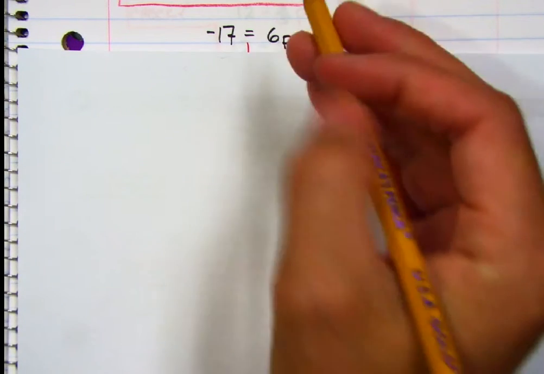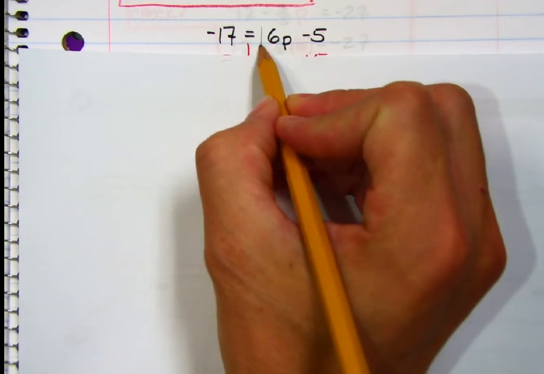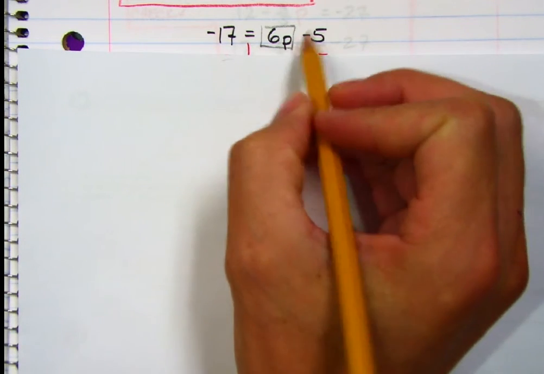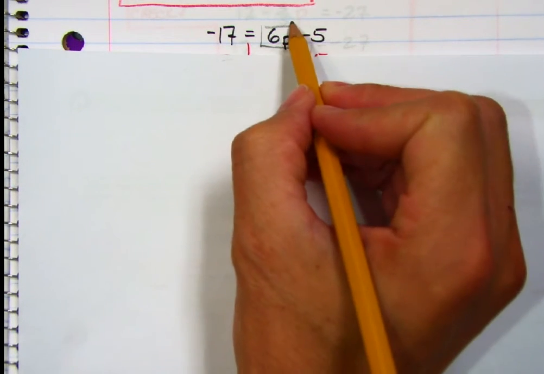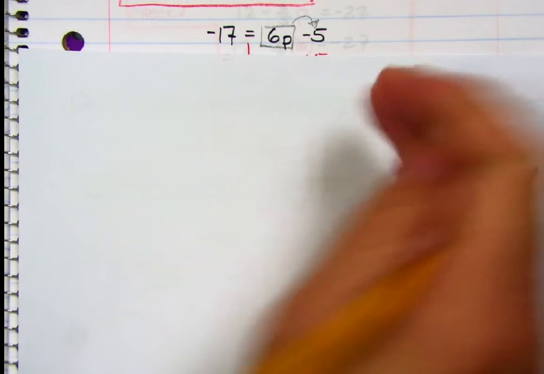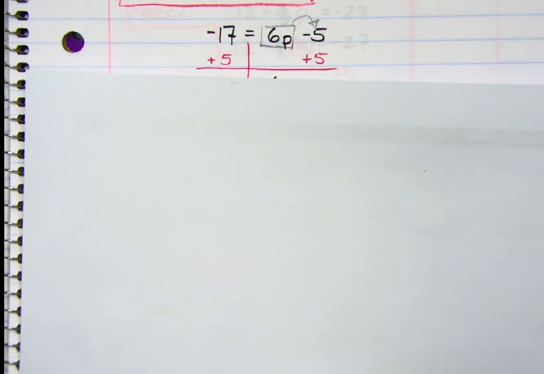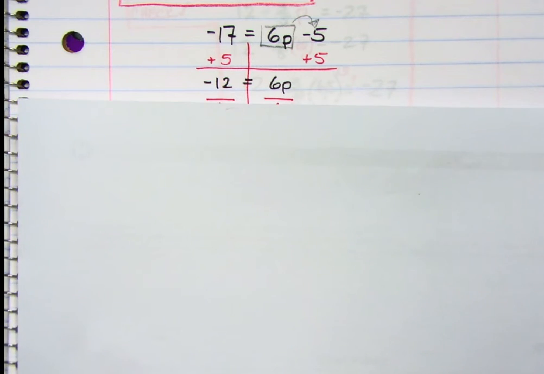What happens if the variable is on the other side? Not a big deal. Here's my variable term. It's the term that has the variable with it. I look over to the side of it and I say, hey, this got a negative 5. Get rid of that. You're right. You add 5 to both sides. I do that and I end up with this.